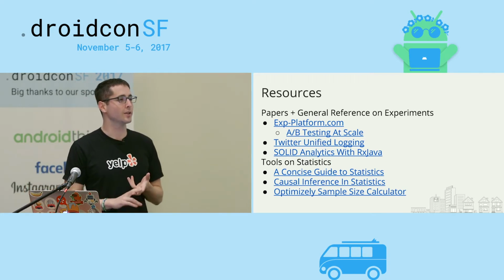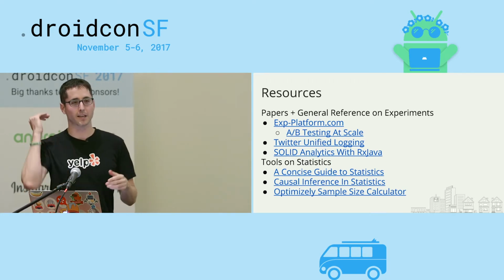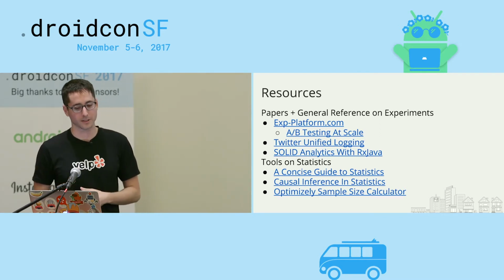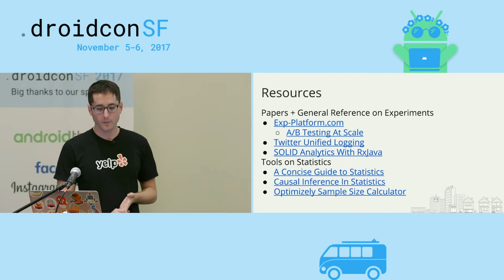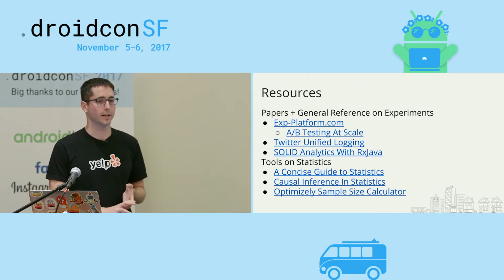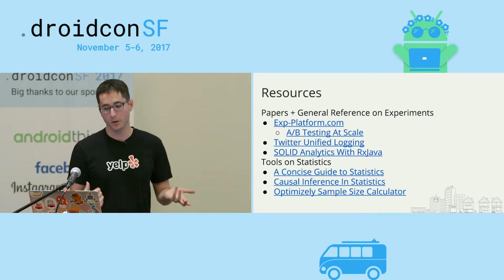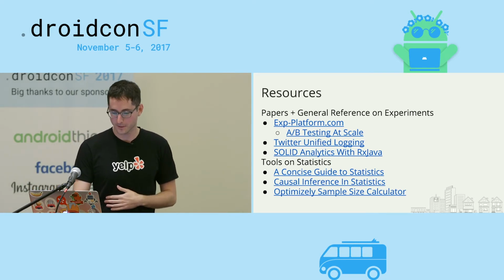Next is causal inference in statistics. This is a next level thing if you want to get really deep into statistics and find out all about that. That's a great resource. Lastly, Optimizely's sample size calculator is really great if you want to make sure that you have enough people in your experiments in order to actually get statistical significance.